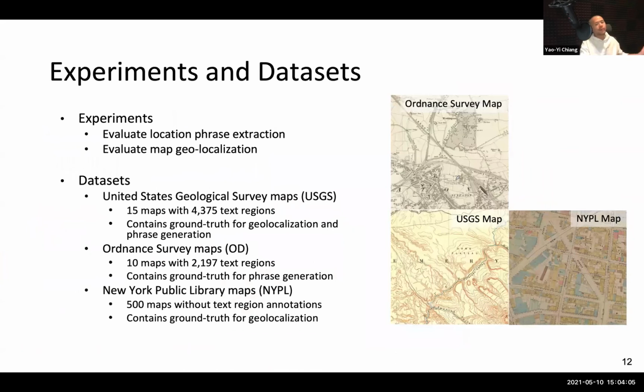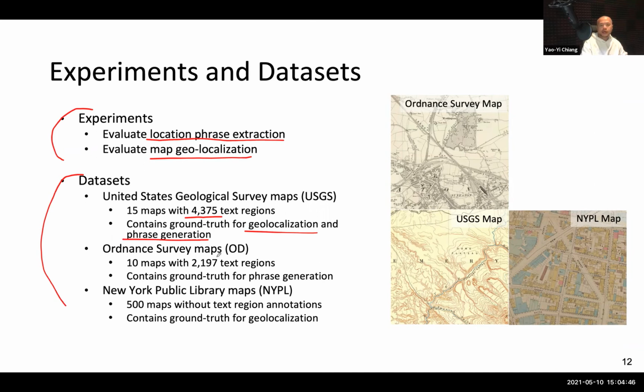So with all these three components, we have conducted a comprehensive experiment. In our experiment, we tested our approach to evaluate the location phrase extraction and the map geolocalization component. Our data sets include the USGS historical maps with more than 4,000 text regions. We manually created them. Thanks to all the students who contributed to creating all these text regions. So these maps have ground truth for geolocalization and location phrases.